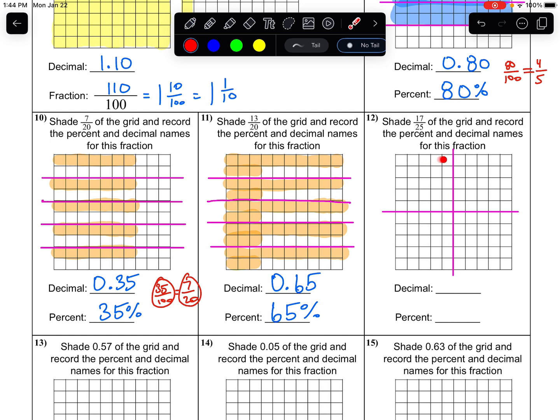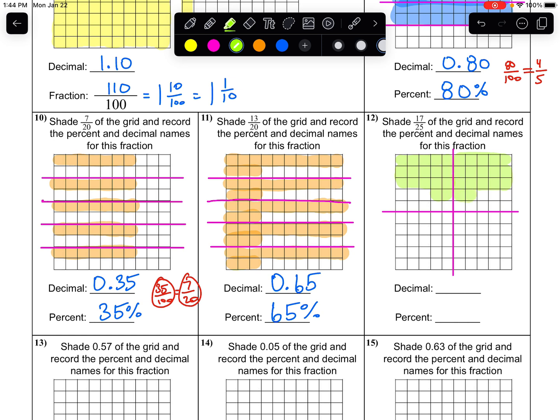And so look, I have 5, 10, 15, 20, 25. 25 in each section, right? So I have 4 sections of 25 equaling 100, and they want me to shade 17 of them. Let's use a different color. Let's use green because I like green. So 17, let's go 5, 10, 15, 16, 17. Let's try that again. 5, 10, 15, 16, 17.